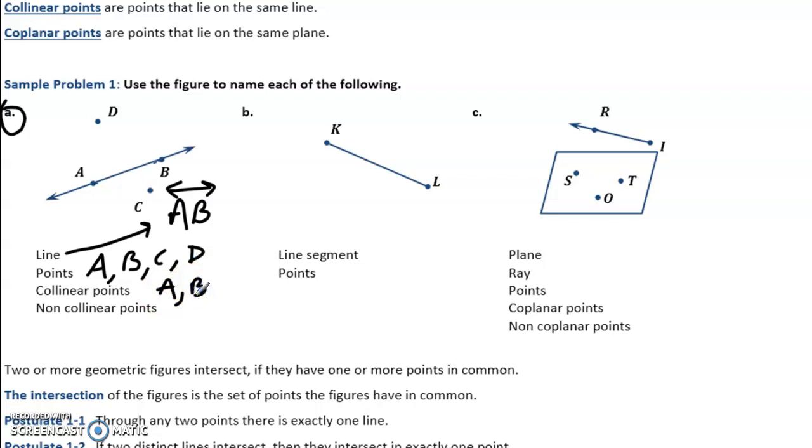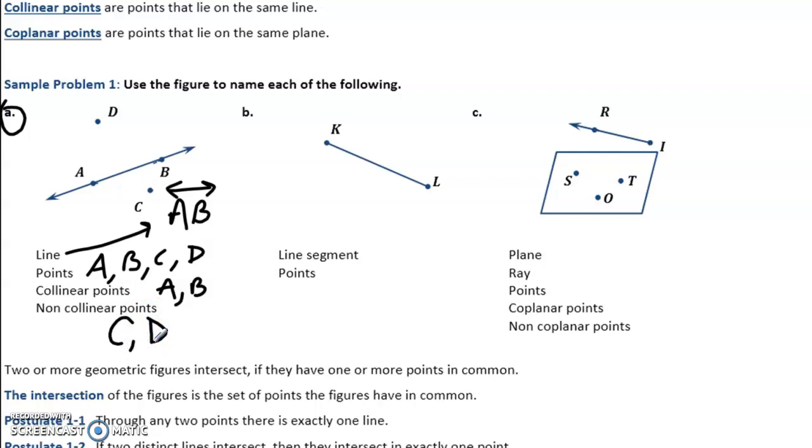And then for the line that they've drawn, there are 2 points that are not on that. Those would be non-collinear. So what 2 points are not on that line? C and D. So we would identify those as just C and D.